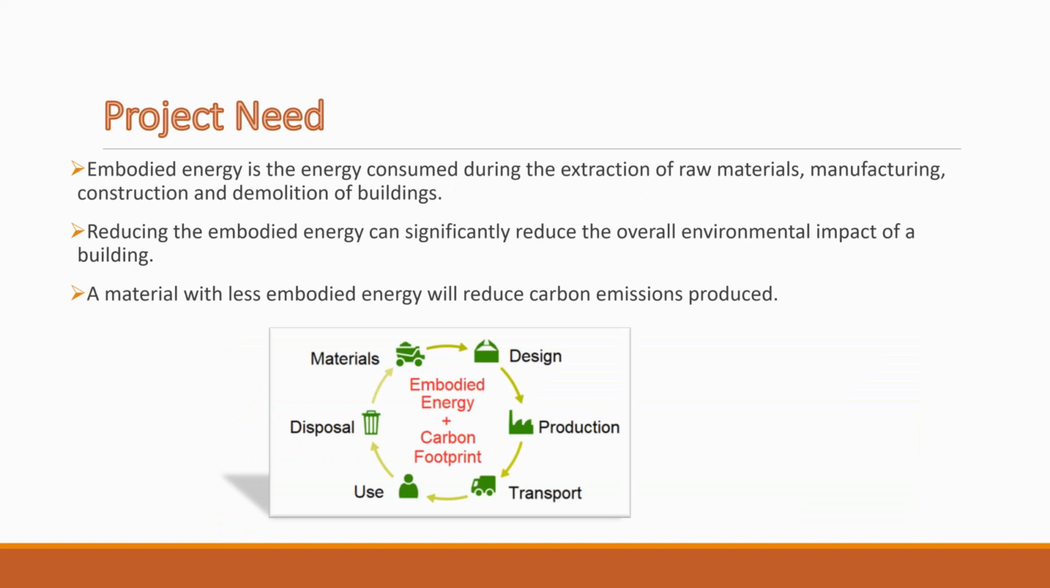The rise of concentration of carbon dioxide in the atmosphere is one of the main reasons for global warming and climate changes. Therefore, it is critical to reduce carbon emissions in the future through the use of energy optimization and renewable energy production. The total life cycle energy of a building accounts for the embodied energy and operational energy.